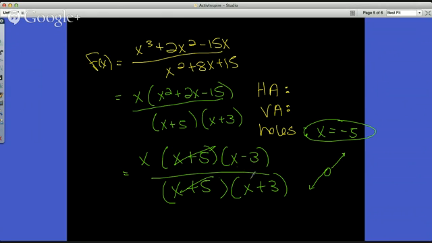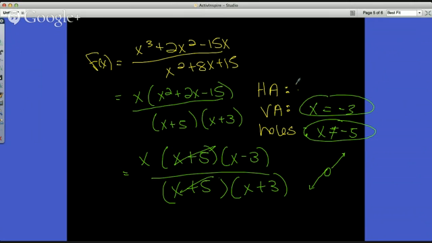Now, if there's nothing else we could cancel, whatever makes the bottom equal to 0 that's left over is now a VA. So we know it's a vertical asymptote, so it's going to be x equals, and what line will the vertical asymptote be? Negative 3. Yeah, x equals negative 3. Also remember the hole, this is not equal to, right? So make sure it's aligned through that.